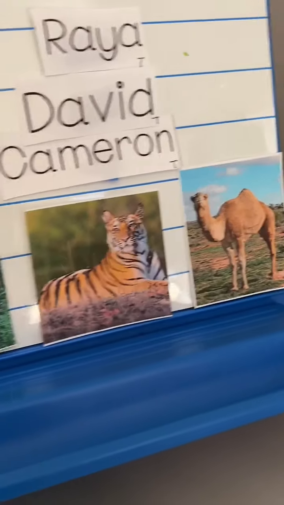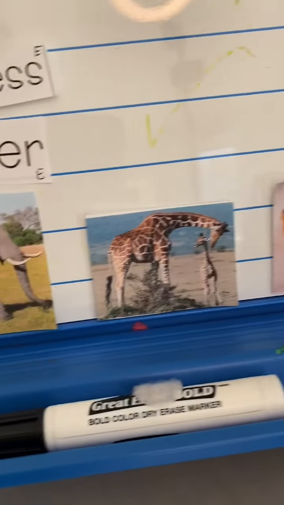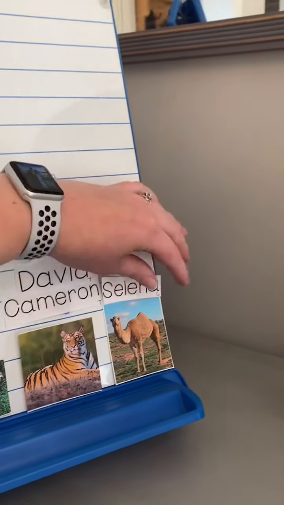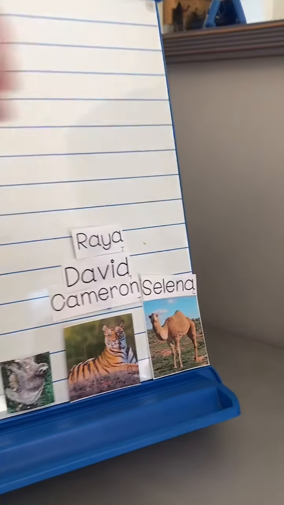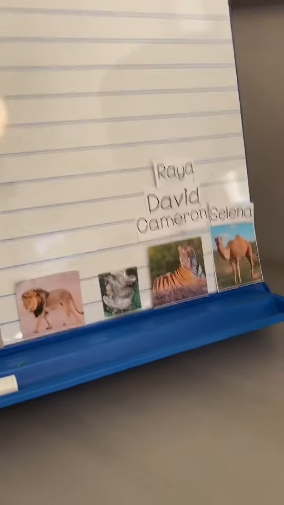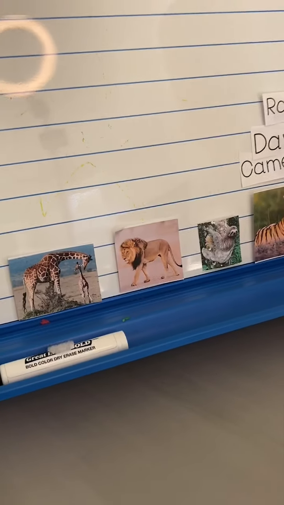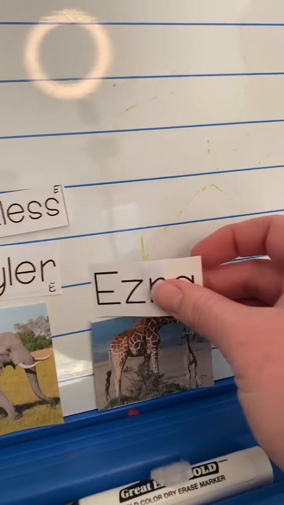Let's look at the choices. Selena likes a camel. It's such a unique animal. I love that Selena chose camel. Now, we're going to move on to my friend Ezra. Ezra likes the giraffe.